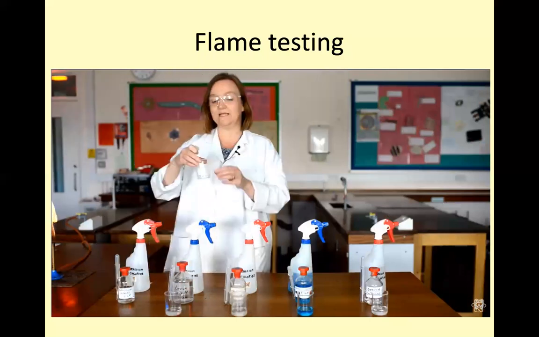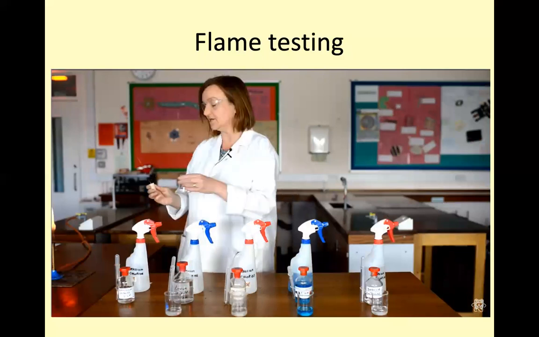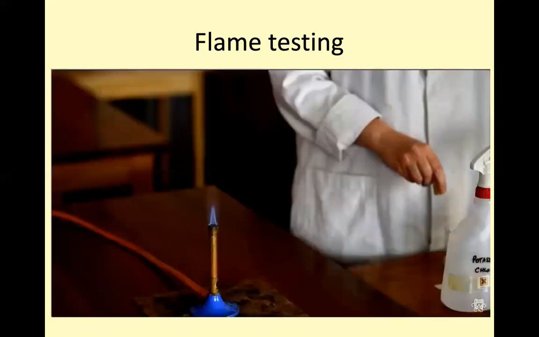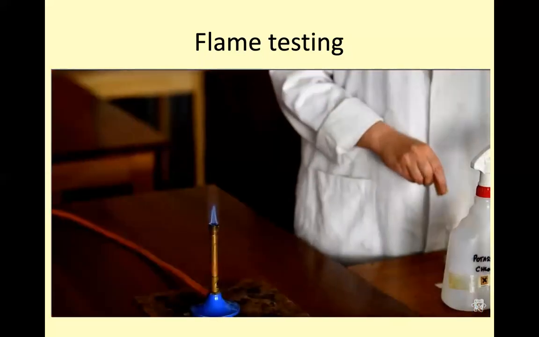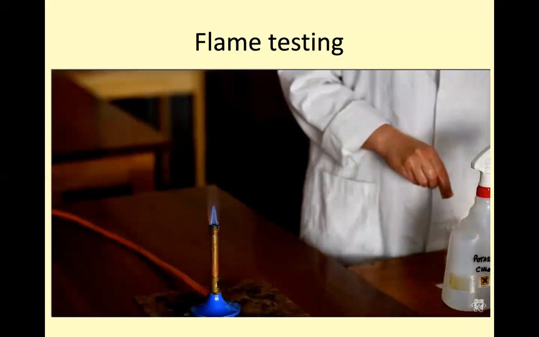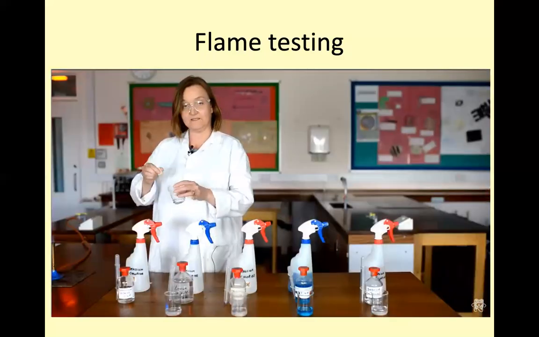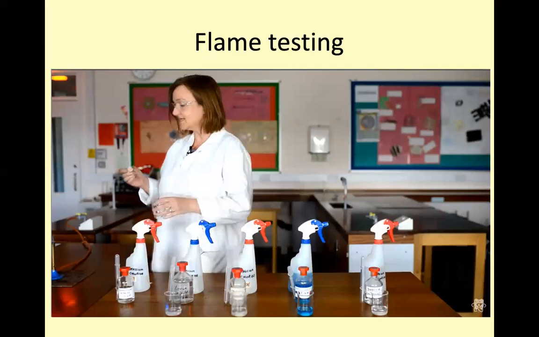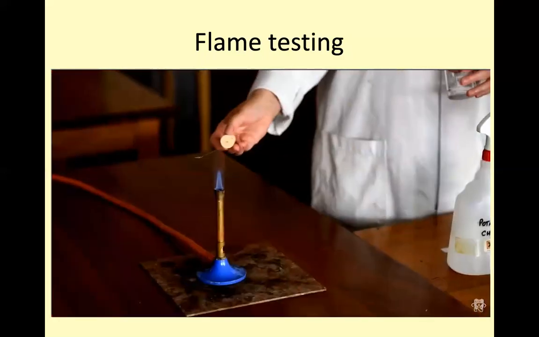So I take my potassium chloride solution. I open up the air hole on my flame so that it's a roaring blue flame, so there's very little colour in the flame itself. And then I dip my wire into the solution of potassium chloride, shake off any excess, and then just place it at the very edge of the flame.